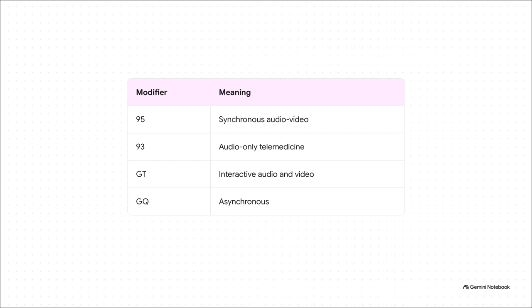You'll also see GT and GQ, which are mostly for institutional claims. And a quick side note, if you're billing for a federally qualified health center or rural health clinic, you'll need modifier FQ for their audio-only telehealth services.